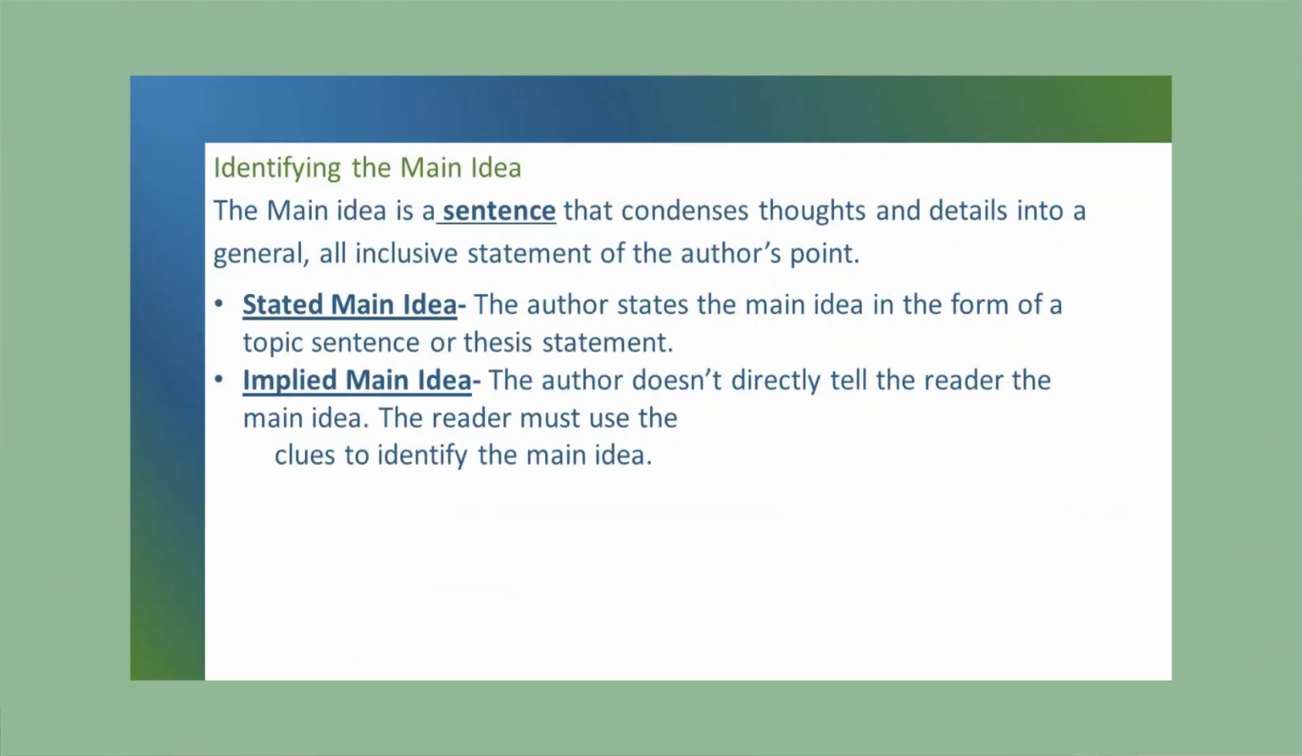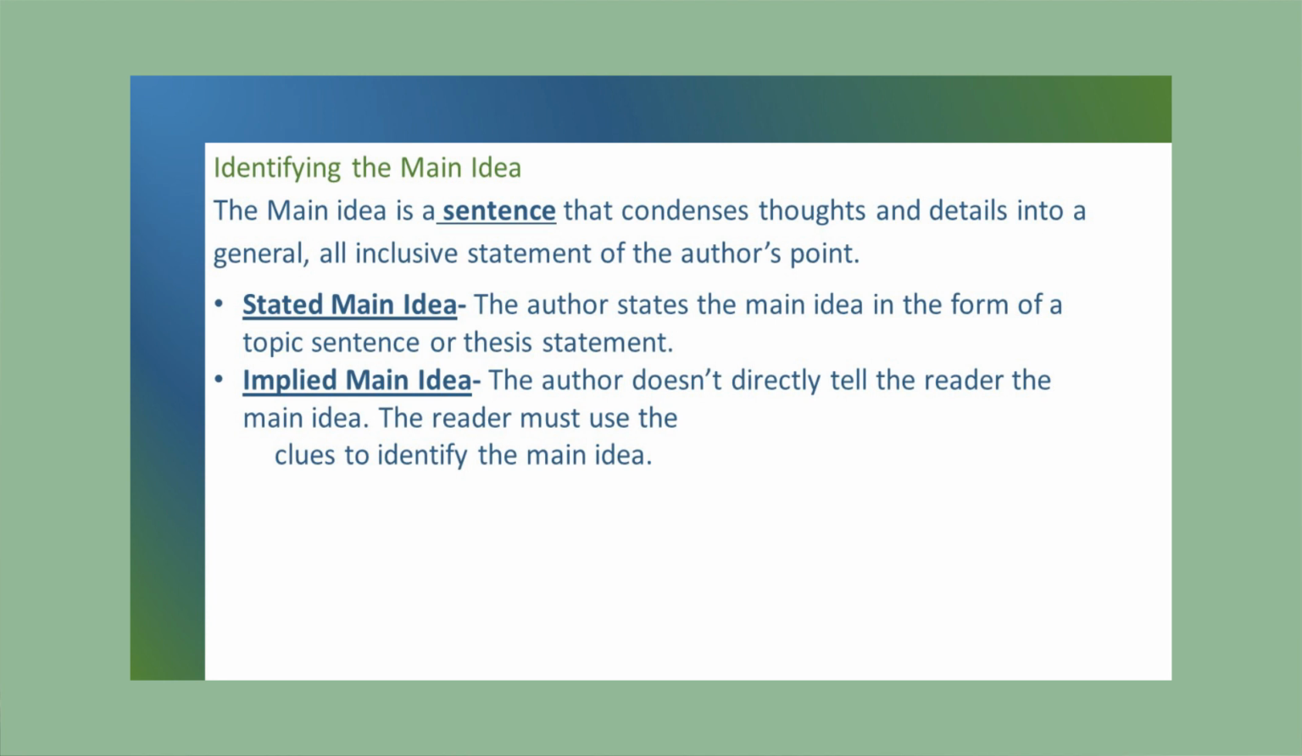The second skill that you're going to have to practice is identifying main ideas in a sentence. Usually main ideas show up in a sentence in what you're reading, but sometimes they don't. For those instances where the main idea actually does show up, they're called stated main ideas. The author states the main idea in the form of a topic sentence or maybe a thesis statement. But implied main ideas are ideas that are not directly stated to the reader. You have to figure it out yourself.